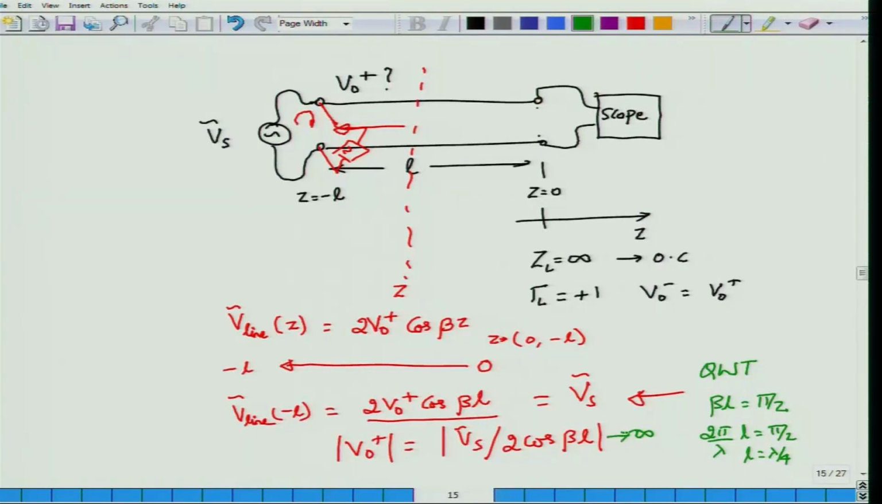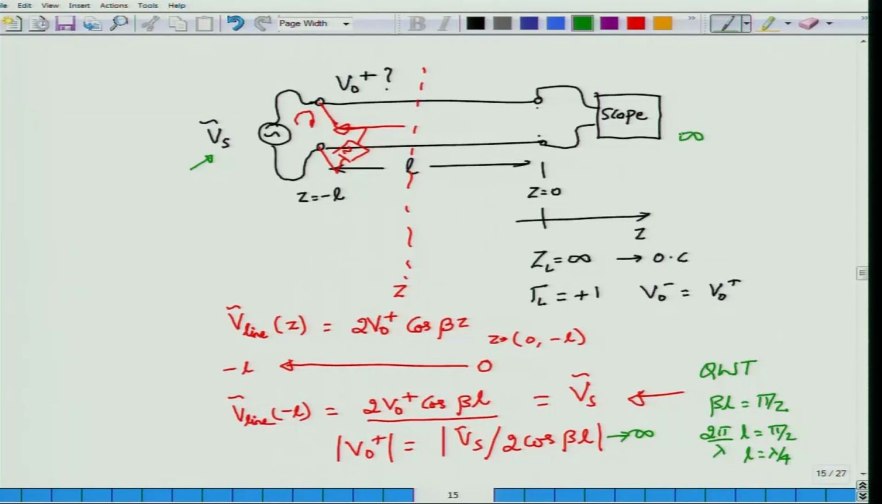clearly making the magnitude of V0 plus go to infinity. Now, if you have so far not been surprised, this is the point where you should really be surprised, because just by connecting an ideal lossless piece of quarter wave transformer between an ideal voltage source and some sort of an oscilloscope or a load with a very high input impedance, I am able to amplify the voltage Vs all the way up to infinity.